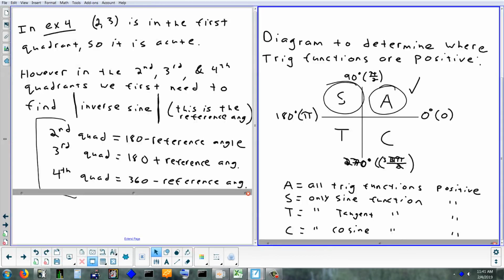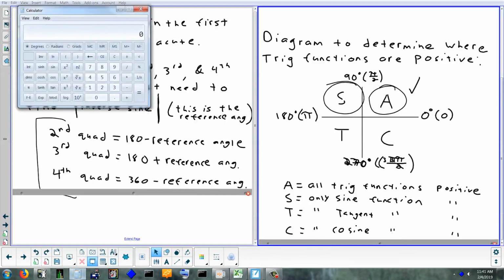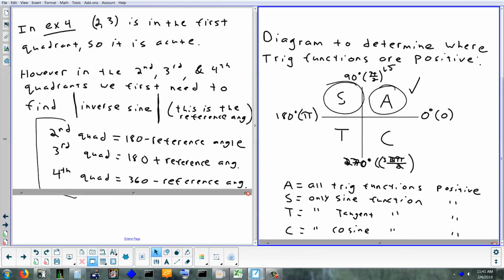You just got an answer there. How do I know that? What was the answer we got? 0.644. Well, this quadrant ends at 90, or if you want to think of it in radians, it's pi over 2. This quadrant ends at 1.57 and it starts at 0. 0.644 is right in the middle of 0 and 1.57. So you just got an answer here.